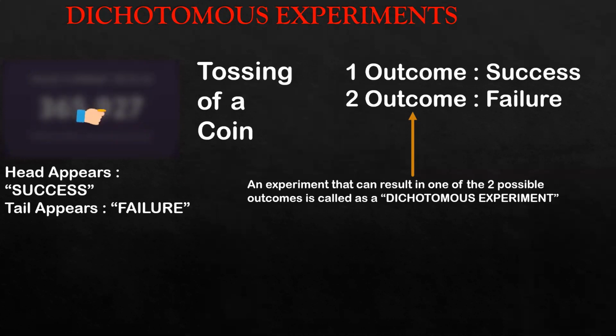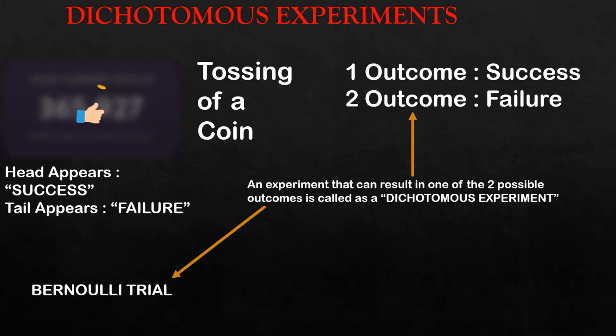Now, these dichotomous experiments are called Bernoulli trials. Every time we toss a coin or perform a dichotomous experiment, we call it a trial. If we toss a coin 4 times, the number of trials will be 4, each having exactly 2 possible outcomes, namely success or failure.